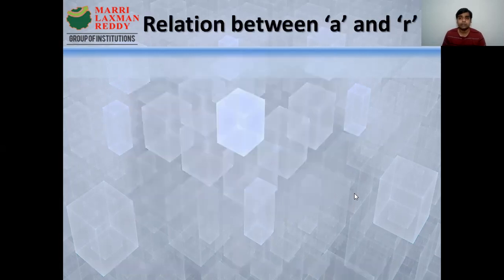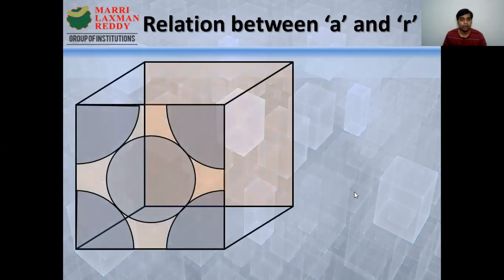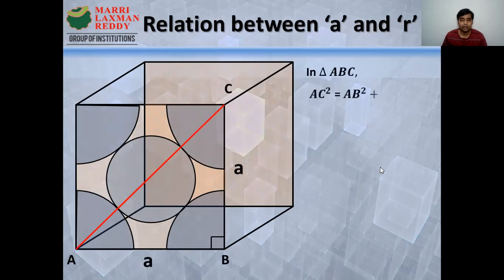Next one, relation between a and R. a is the lattice constant, which is the side of a unit cell, and R is the atomic radius. Now, when we consider one face of a unit cell, that face center atom is in contact with 4 corner atoms. So here I considered the sides of that unit cell as a. Here this is a face diagonal. Now when we consider right angle triangle ABC, AC squared equals AB squared plus BC squared, when we calculate, we get AC equal to root 2 a, which is the face diagonal.